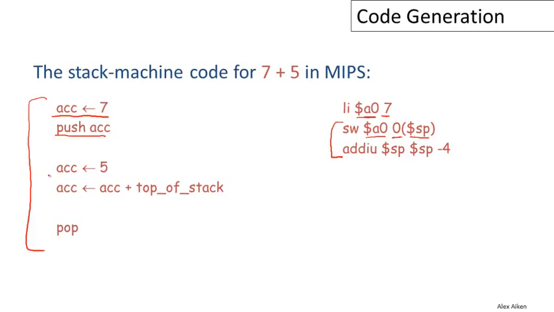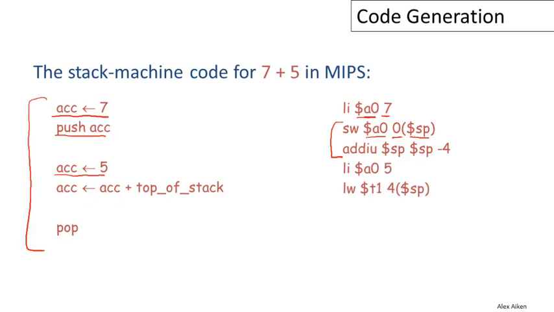All right, now we're ready to do the next instruction, loading 5 into the accumulator. Well, we already know how to do that. There'll be a load immediate into the accumulator register A0, the immediate value 5. And now we're ready to do the add. And how does that work?